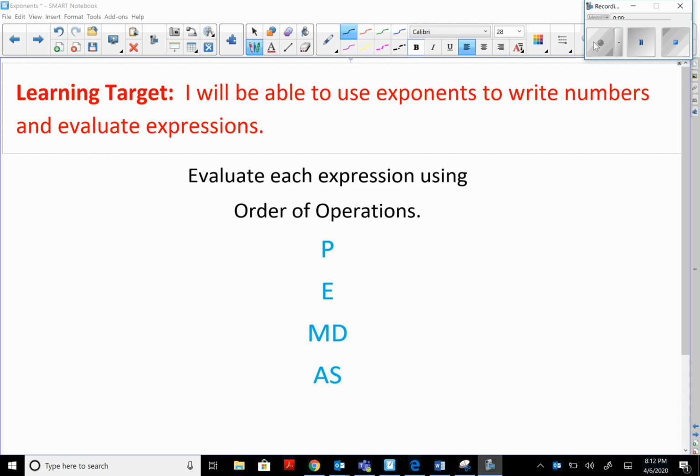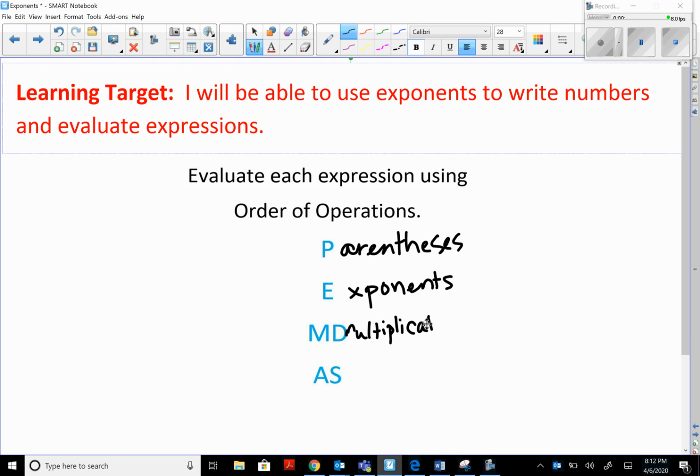I did want to take just a moment to review order of operations, just in case you forgot. I rewrote it here and wanted to remind you that the P stands for parentheses. The E is exponents. The M and the D are multiplication and division. And I put them together because they are equal. You decide which one comes first based on working left to right, which one comes first in the expression.